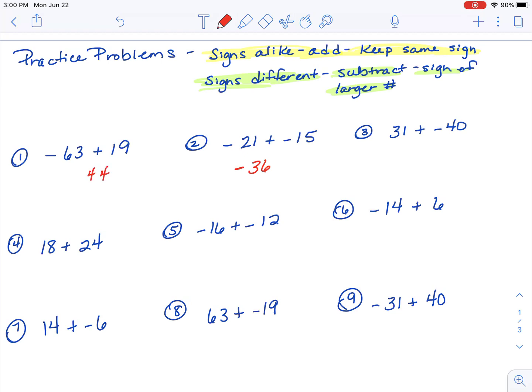And when I subtract, I get 44. And that would be a negative 44 because I look at just the what we call base, and that's 63 and 19. 63 is larger than 19. 63 is negative, so my answer is negative.